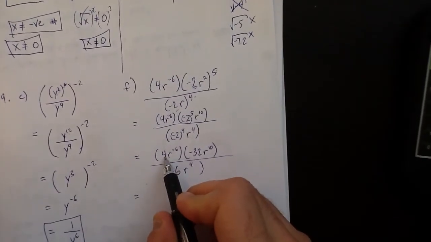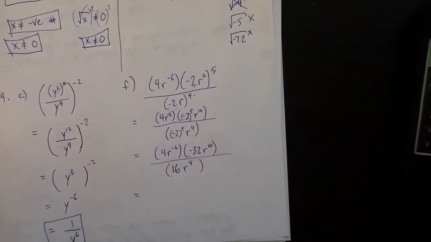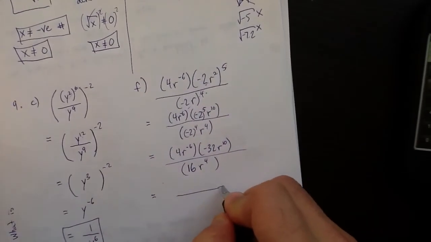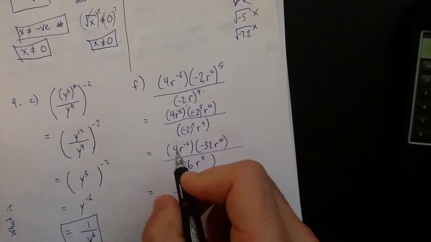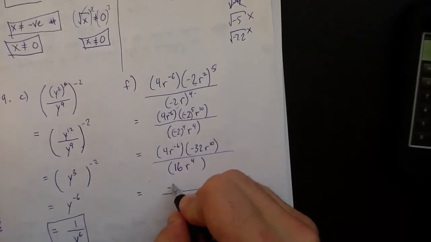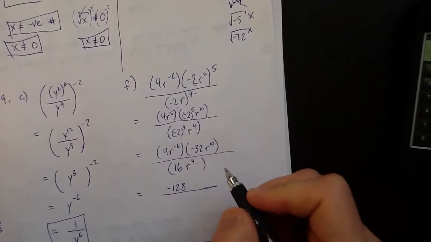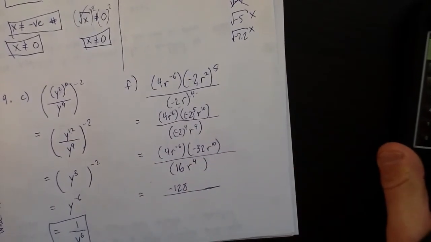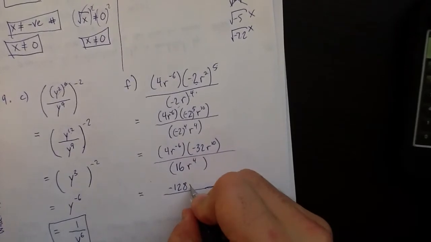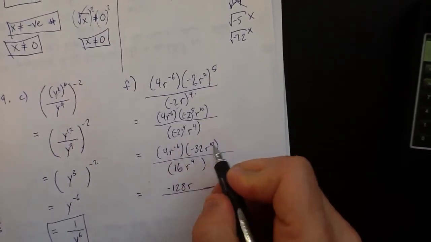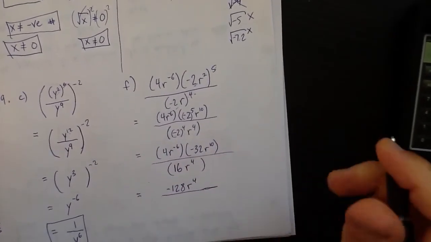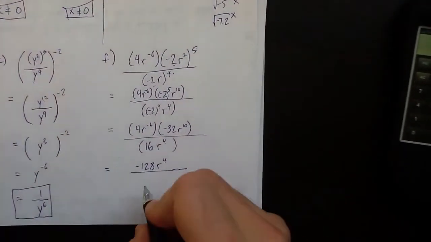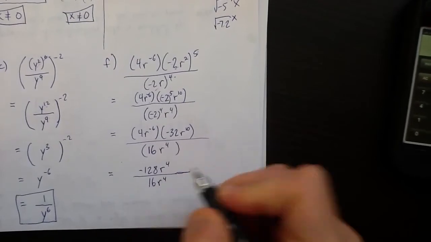I can start doing this times this. Okay? So when you're doing that, just remember that you multiply the bases that are the same. Well, the 4 times the negative 32 is negative 128. Okay? But the r to the power of -6 times r to the power of 10 is going to be, keep the base as r, add the exponents, negative 6 plus 10 is 4. Okay? So the exponent ended up being a positive exponent. And then on the bottom you still have 16 r to the power of 4.